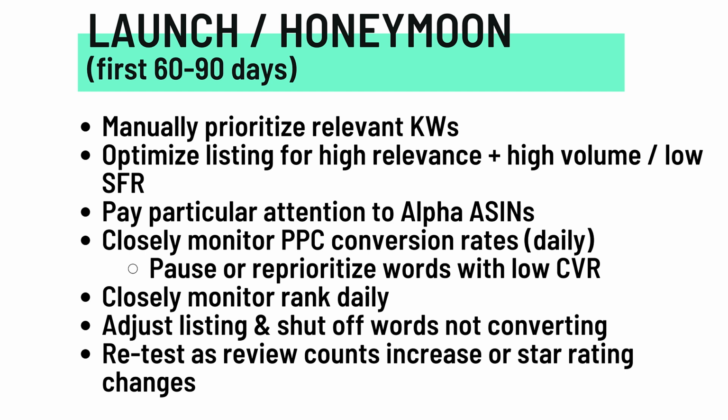You obviously want to closely monitor rank daily at this point. You may only want to make changes every 2, 3, 4, 5 days, but we want to be having a close pulse on the daily movement of organic keyword ranking. This is especially important for those high relevance, high volume terms that we've really prioritized. We want to be keeping a tight pulse on how those are performing. And again, we want to adjust the listing and shut off words that are not converting. We may revisit those at a later stage, but they could be detrimental during this launch phase. So we want to really adjust the listing accordingly for those words that aren't performing.